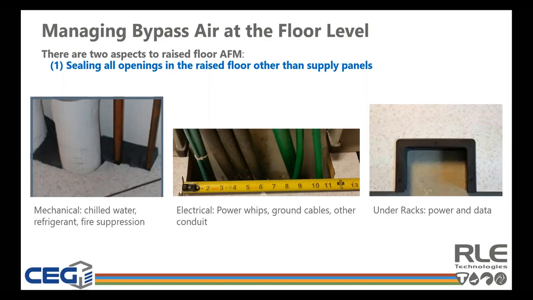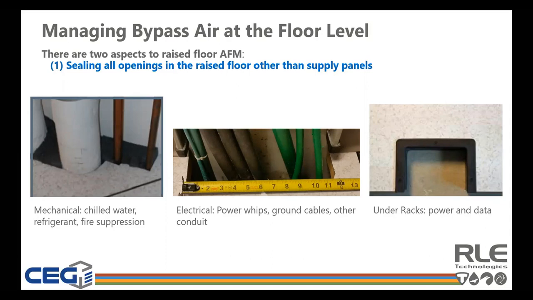Any cutouts in the floor panels should be filled with grommets or flame-rated foam to prevent cold air from leaking into the room in undesired places, and gaps between racks and floor panels should also be filled. And this leads us to the second key aspect mentioned earlier: managing the type, quantity, and location of perforated panels.